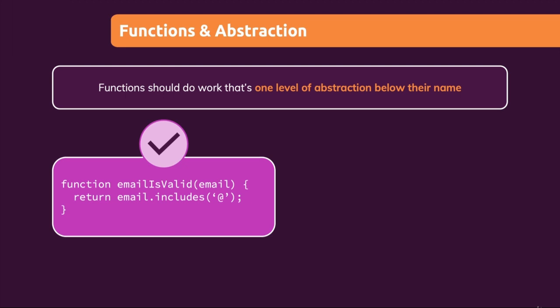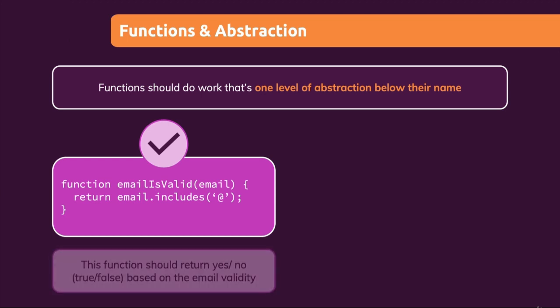But this operation is one level below the function name implied level. Email is valid, if we would call this function, is pretty high level, but it's clear that as a result, we want to know whether an email is valid or not. So inside of that email is valid function, we perform an operation on a lower level of abstraction. In this case, email includes at.